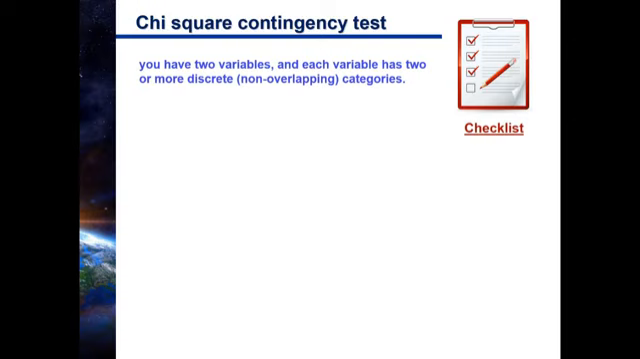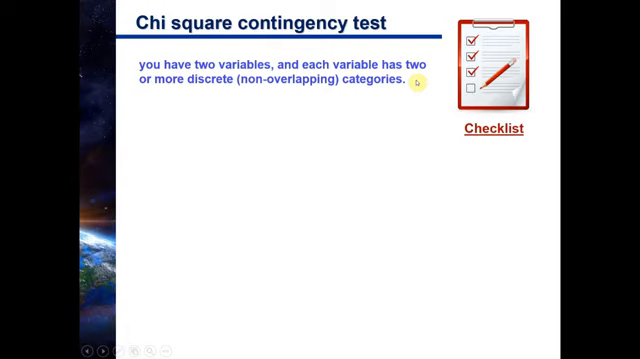Okay, but in the case of a chi-square contingency test, you're going to observe people on two variables. So in the goodness of fit test, you observe people on one variable. In the contingency test, you observe people on two variables. Very important. And then just like the goodness of fit test, your variables have to be discrete, so non-overlapping, and you need at least two categories.